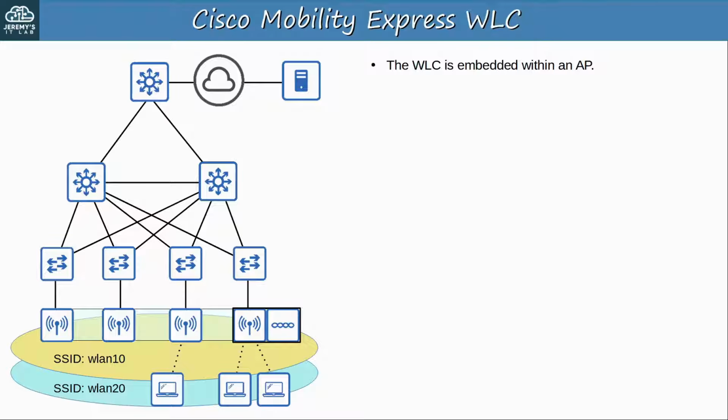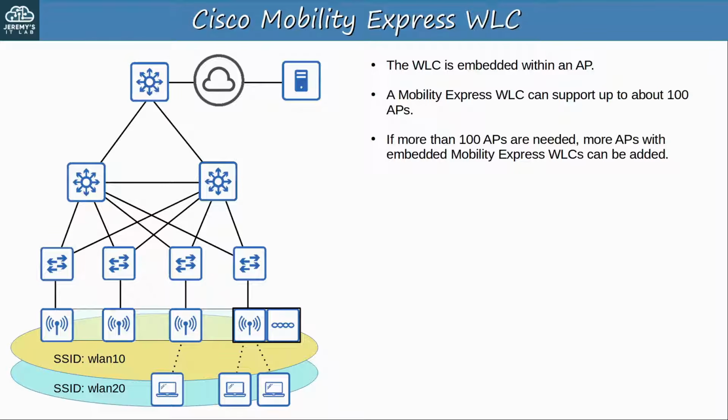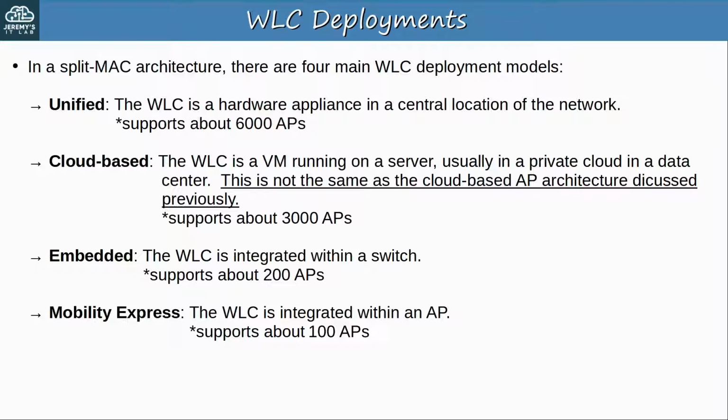Finally, Cisco Mobility Express places the WLC within an AP. The AP containing the WLC builds internal CAPWAP tunnels to it, and the other APs do too. A Mobility Express WLC can support up to about 100 APs, and you'll have to add more APs with embedded Mobility Express WLCs to support more APs. This kind of deployment is suitable for a small branch office. Here's that summary of the different WLC deployment models, and I've added information about how many APs can be supported by each. Definitely be familiar with these 4 deployment types for the exam.